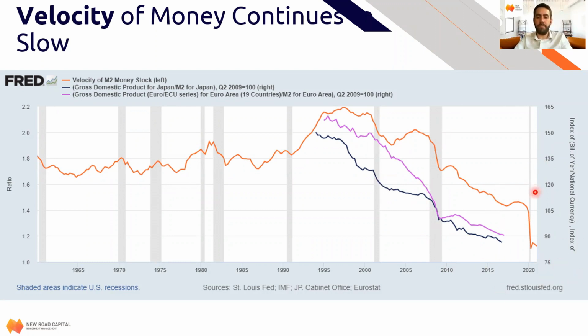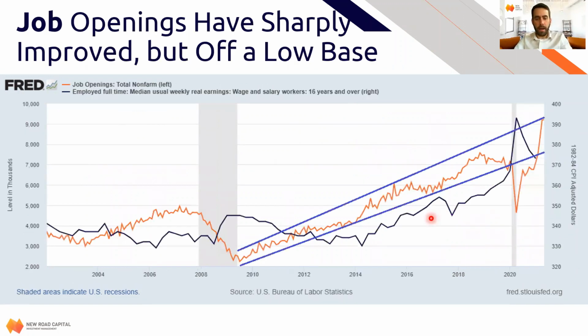And you can see, obviously, velocity of money fell off a cliff during COVID. If you look at jobs, so the orange is available jobs or job openings in the US, you can see it fell off a cliff during the initial COVID crisis, and then has rebounded back strongly, but still kind of in its long-term trend over the last decade of job growth. So it hasn't broken a new paradigm or anything here.